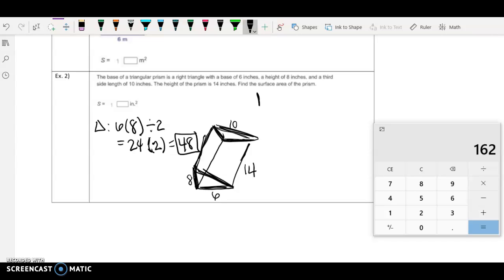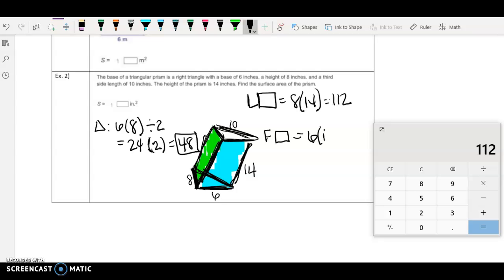I'm going to call it rectangle. This one will be the left rectangle. I'm talking about this one right here. We're just going to do length times width. So our length is 8 times our width, which is 14. And so 8 times 14 equals 112. Now I'm going to do the front rectangle. We have a length of 6 and a height of 14. 6 times 14 equals 84.